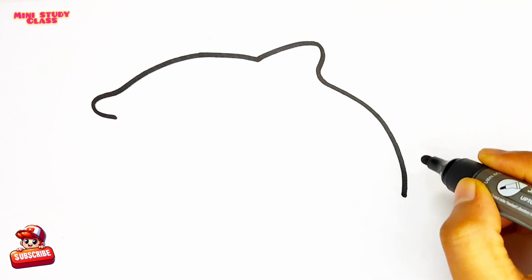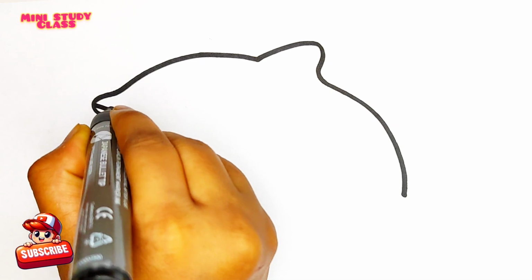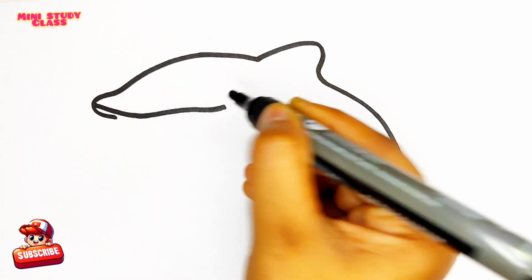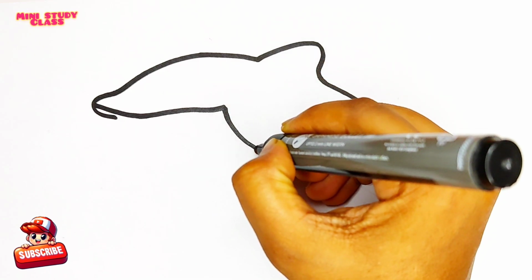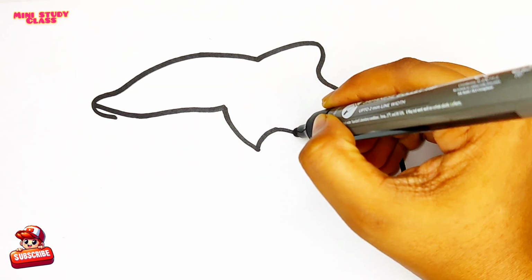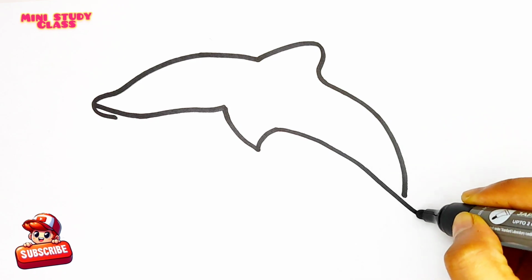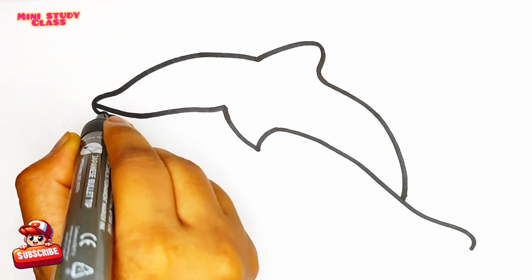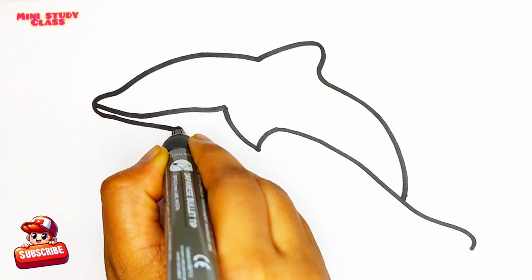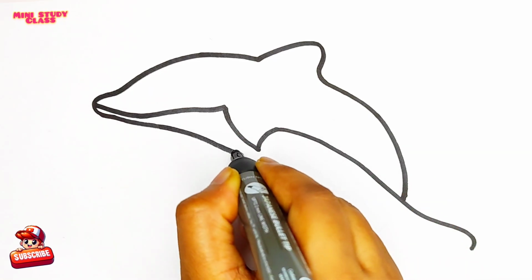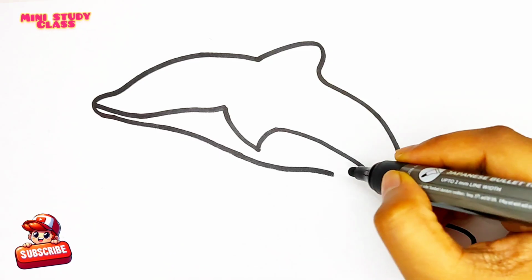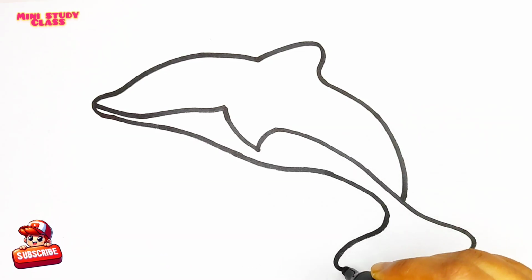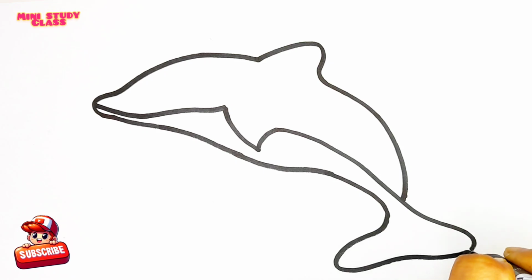Fish are underwater animals that live in water. They breathe using gills, not lungs. We draw it very carefully. Fish have fins that help them swim. Many different kinds of fish live in rivers, lakes, and oceans.